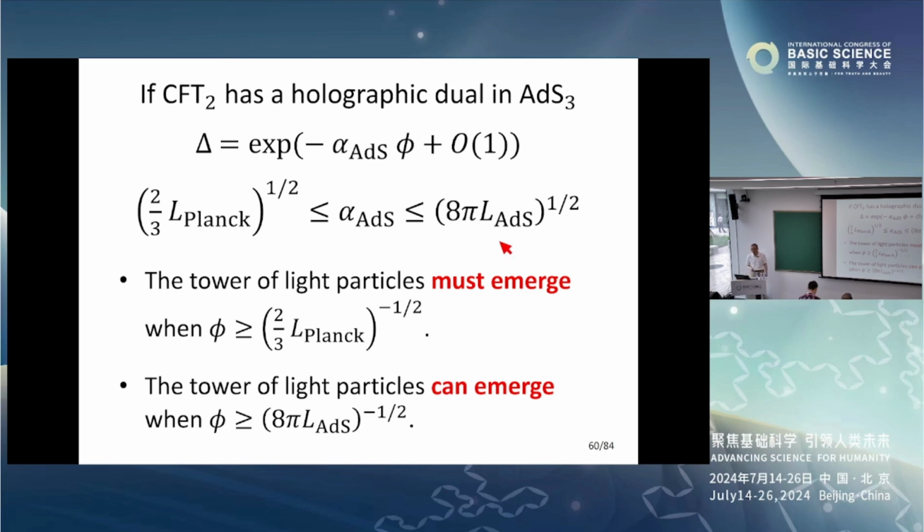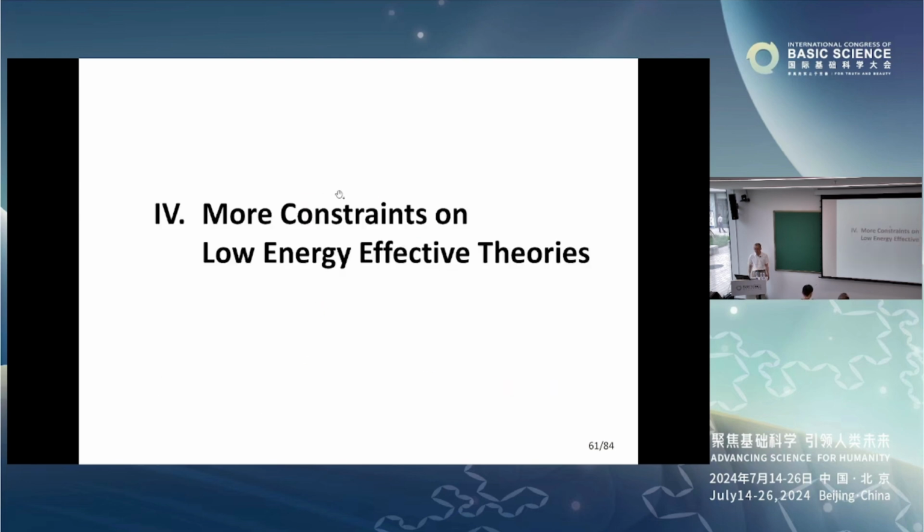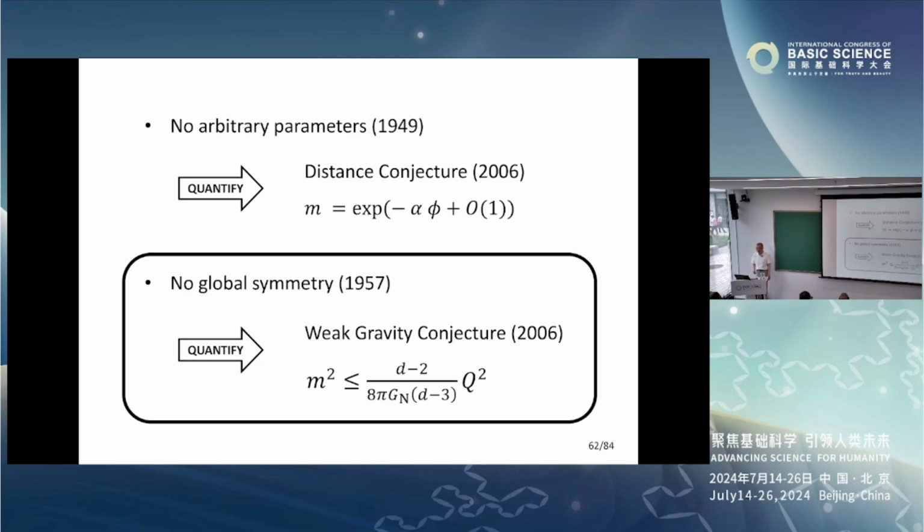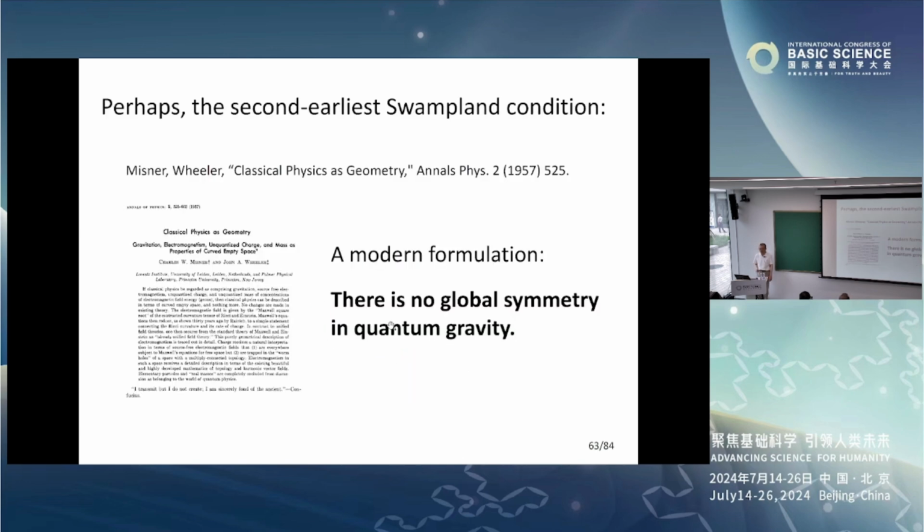And as I said before, if the CFT has a holographic dual, then this quantity can be translated in this way. Okay, so I have 10 more minutes, so I will go quickly through the other constraints. The other constraint is the absence of global symmetry, which is quantified as the weak gravity conjecture.